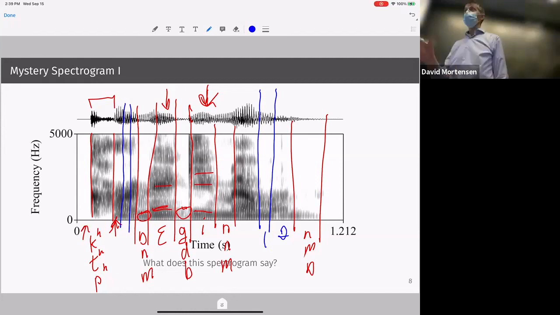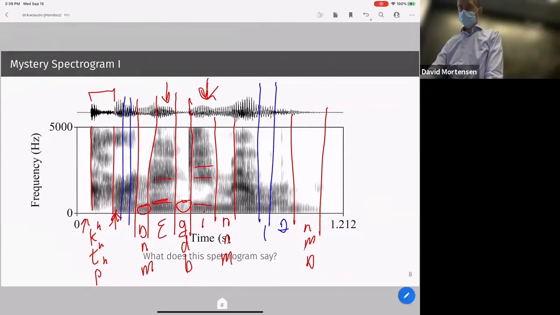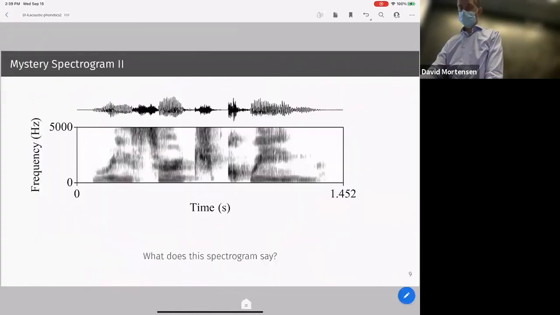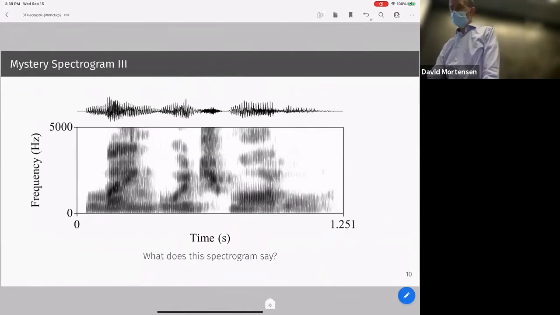Any other questions about the spectrogram? Okay. What time were we supposed to be done? 4:45. Okay, we'll just get through this.